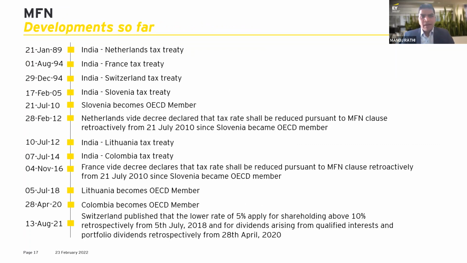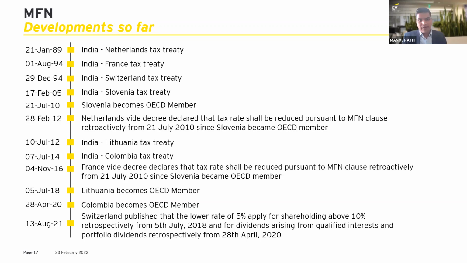Okay, what you have now is a short timeline, because this is what is going to be important for us to get into our discussion for those two specific issues that we really want to focus on today. Between 89 to 95, you had different treaties that got signed. In 94, you had India, Netherlands, India, France, Switzerland getting signed. India, Slovenia got signed in 2005. Slovenia became an OECD member sometime in 2010.